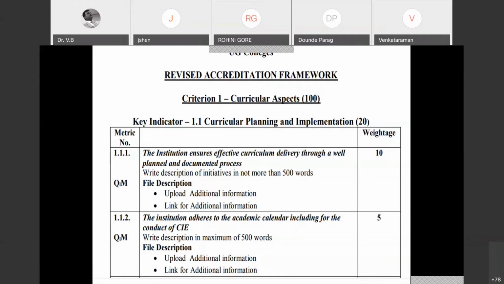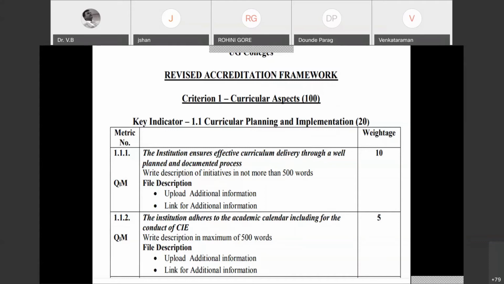All these are given in a descriptive method, and they are also asking you to upload any additional information that you may have. For example, in the case of best project works done, or in the case of e-content for effective curriculum delivery which you have done, you can upload the files.